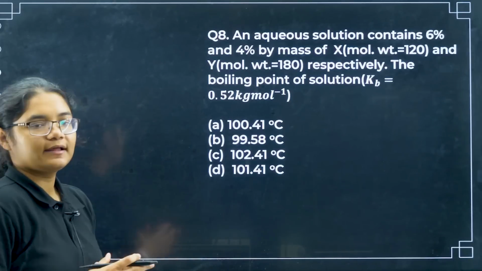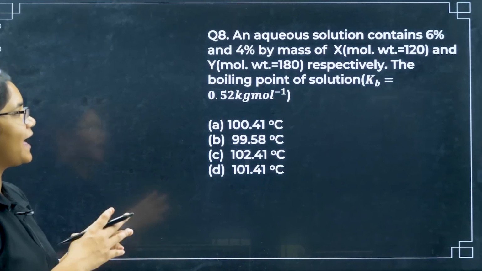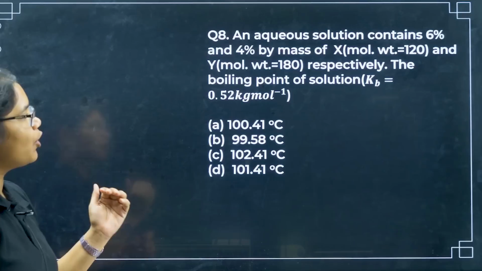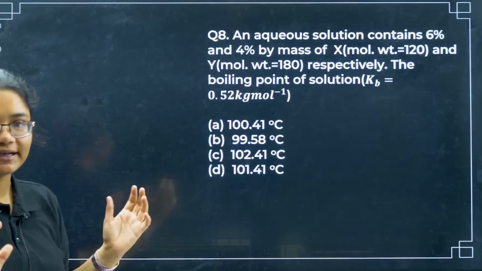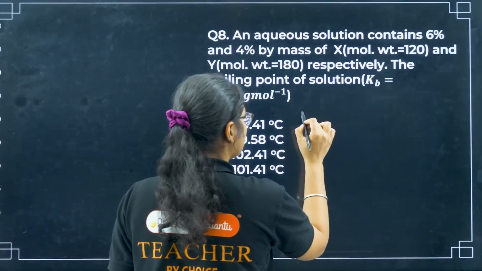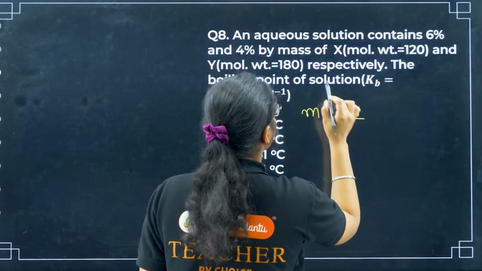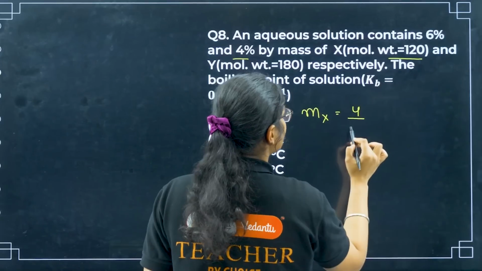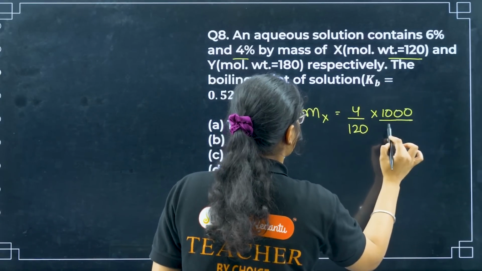Let us see the next question here. An aqueous solution contains 6% and 4% by mass of molecular weight is given. So you have to find the molarities individually. Let us first take the molarity of X. Given mass, that is 4, by molar mass 120, into 1000 by 100.